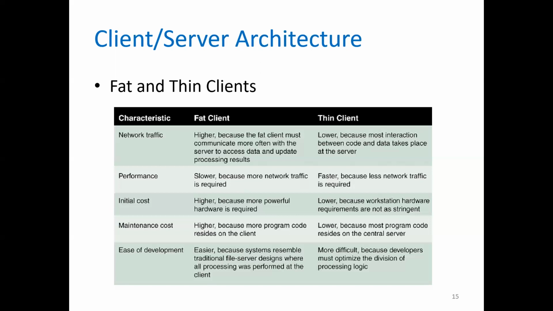With a fat client, the initial cost is higher because more powerful hardware is required. With a thin client, it is lower because workstation hardware requirements are not as stringent. The maintenance cost for a fat client is higher because more program code resides on the client. For a thin client, the maintenance cost is lower because most program code resides on the central server. With a fat client, it is easier to develop because the system resembles traditional file server designs where all processing was performed at the client. With a thin client, it is more difficult because the developers must optimize the division of processing logic.